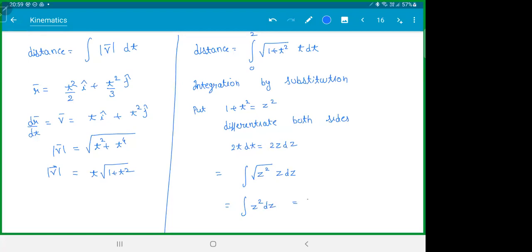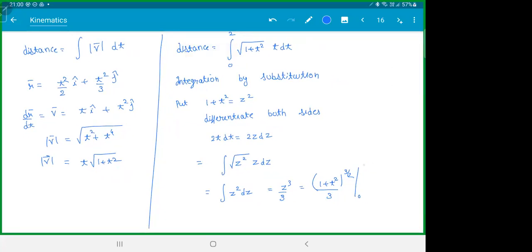So you simply get z cube by 3. But what is your z? It is the root of 1 plus t square, that is to the power 3 by 2, divided by 3. Substitute your limits 0 to 2 seconds. If I put 2, I get 1 plus 2 square, 5 to the power of 3 by 2. Substitute 0, there you get minus 1 by 3. This is your distance.